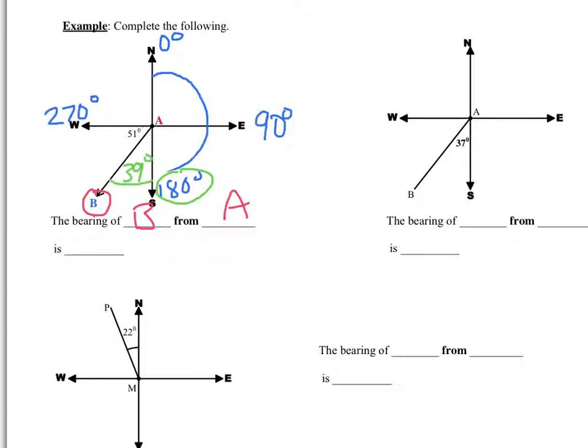Okay, so let's think about this. We've got our angle up to here is 180, right? Plus an extra 39 degrees. That's going to give us 219 degrees there for the bearing.